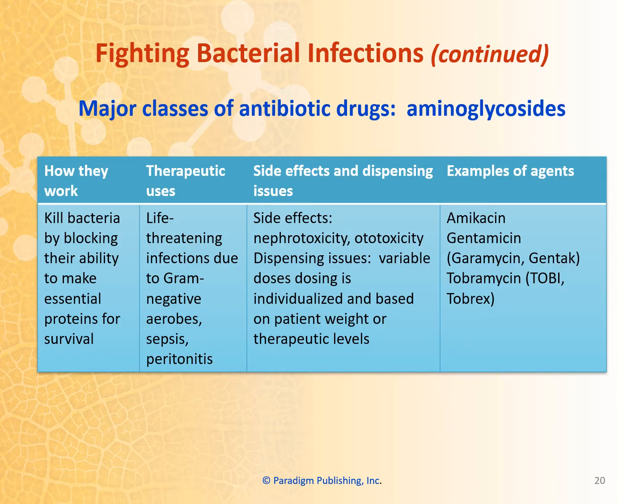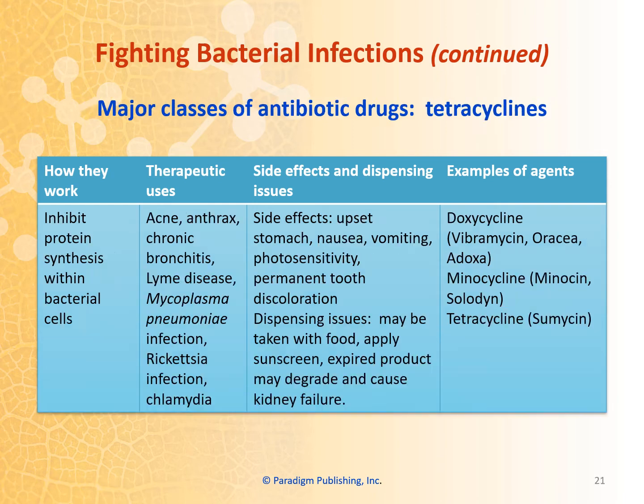So aminoglycosides, they kill bacteria by blocking their ability to make essential proteins for survival. They're often used in conjunction with other antibiotics such as penicillin, cephalosporins, or vancomycin. Tetracyclines. They're another class of drug for bacterial infections, and they are bacteriostatic drugs that inhibit protein synthesis within bacterial cells. Consequently, they require a functioning immune system to cure infection. They are broad spectrum, and there's more information in your textbook on page 87 about tetracyclines.